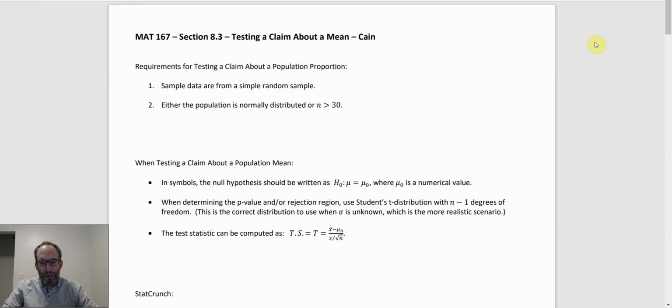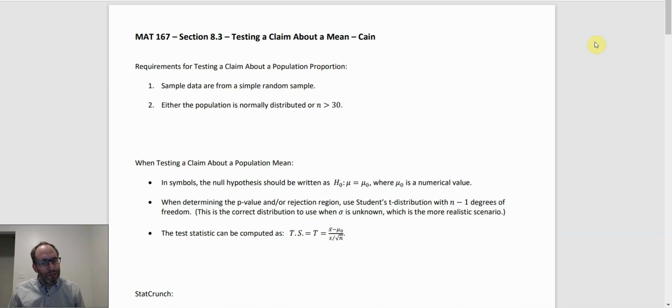Section 8.3 is about hypothesis testing for a single mean. I set up these notes so they really mimic 8.2, to the extent that I could, just to emphasize that the procedure is really similar. If you can do a test for a proportion, you could do a test for a mean, and vice versa.